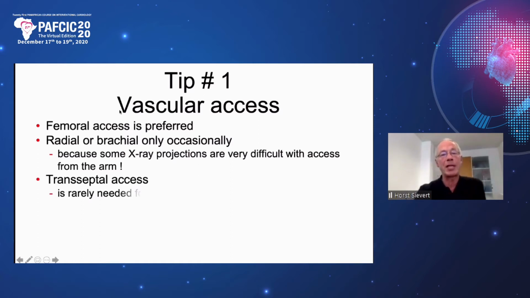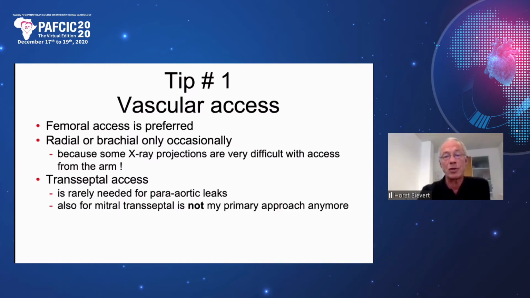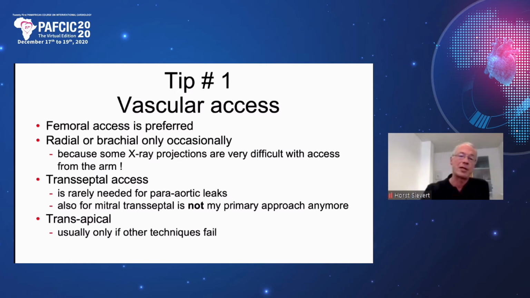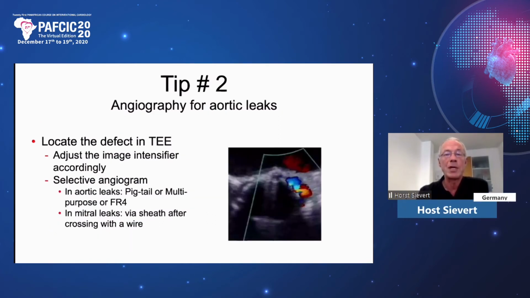Then transseptal access is rarely needed for para-aortic leaks, although we had some cases like that. Also for mitral, transseptal access is not my primary approach anymore. I try to do the mitral leaks also from the aortic approach, from the transfemoral arterial approach. Transapical is usually only if other techniques fail. At least that is our strategy. And if we do it transapical, we do it percutaneously, or in very rare cases with mini thoracotomy. So tip number two is the angiography for aortic leaks.